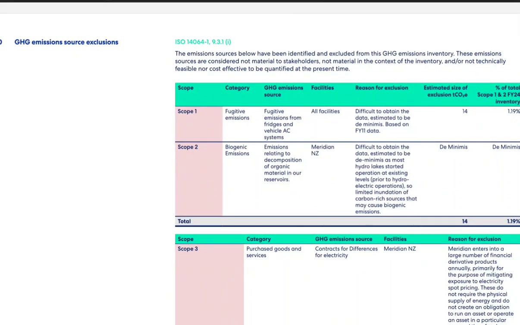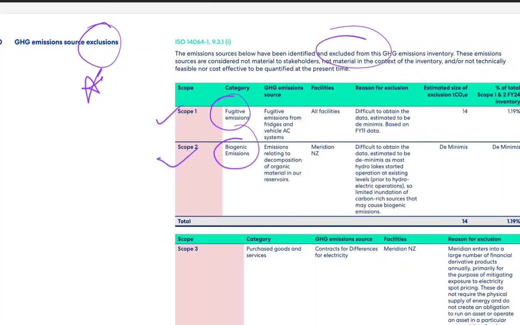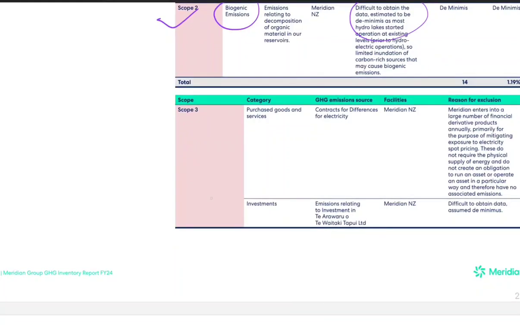So what are the source exclusions? This is very important. What are the sources not included in the report? You can see here emission sources below have been identified and excluded from the inventory actually. So the details are available, like you see scope 1 and 2 where fugitive emission, biogenic emissions, okay, these are not included. It is difficult to obtain the data for this biogenic emission, so this is why they have not captured it. Okay, so the exclusion part is written here.